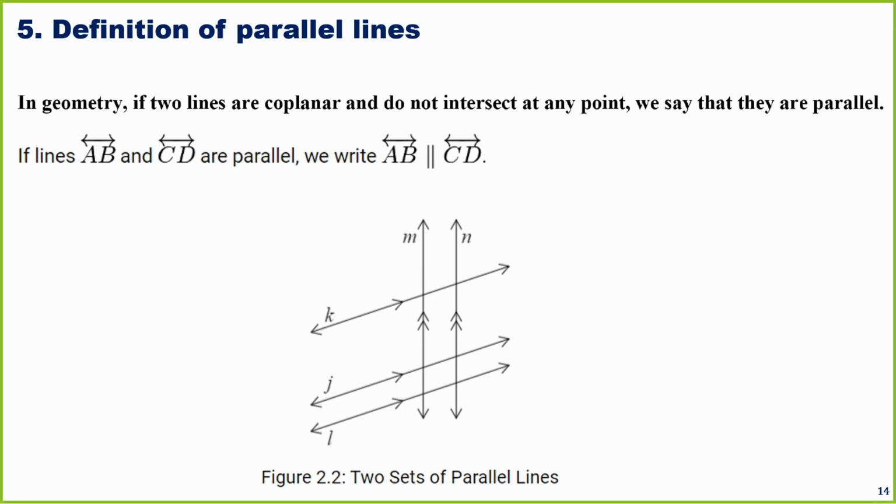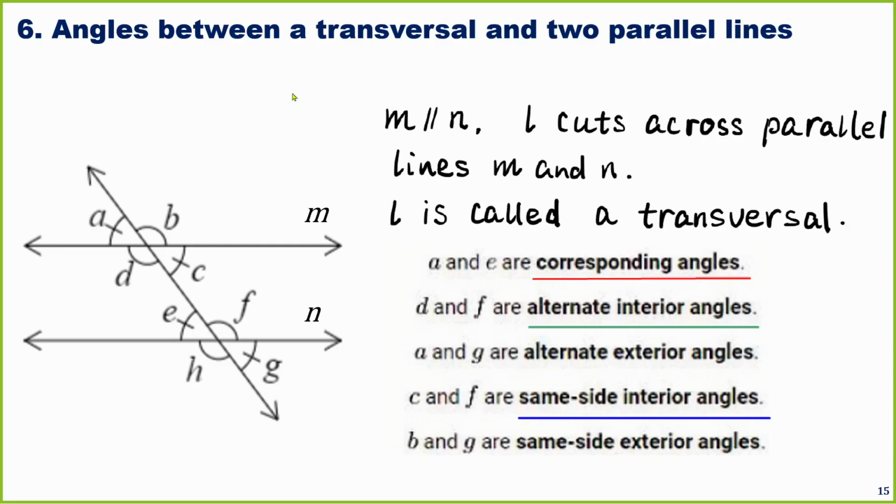Did you get it? Again, the concept itself is not so complex, right? And next, let's have a look at the angles between a transversal and two parallel lines. Suppose we have a setup like this. Line M is parallel with line N, and another line L cuts across parallel lines M and N. And then L is called the transversal.